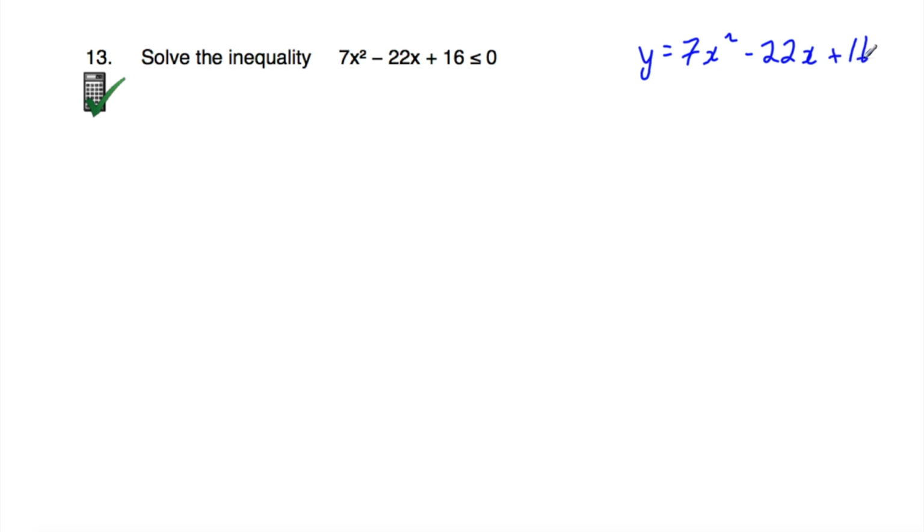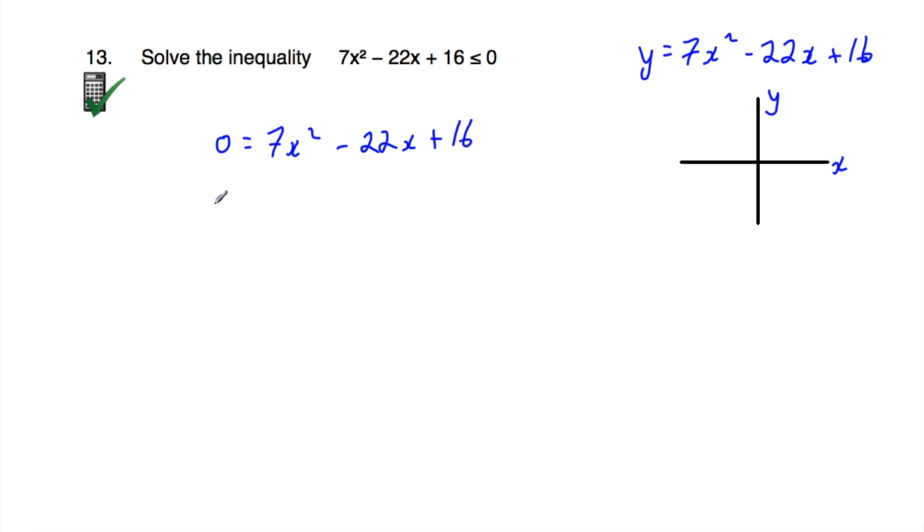To sketch this quadratic graph, let's draw our x-axis and our y-axis, and label them x and y. We want to find where this quadratic graph will cross the x-axis, so we're going to let y equal 0. So 0 equals 7x squared minus 22x plus 16. We now want to solve this, so let's try to factorize it to begin with.